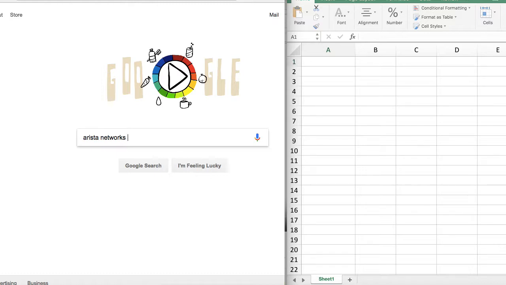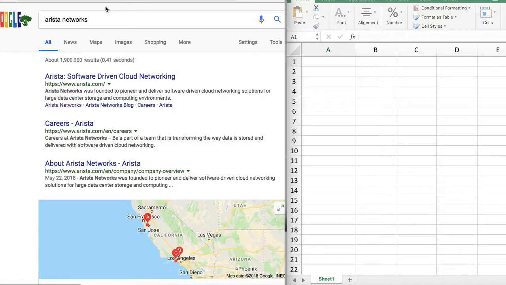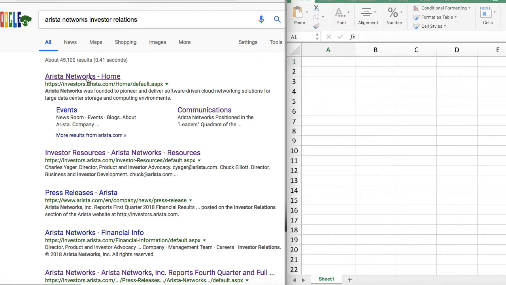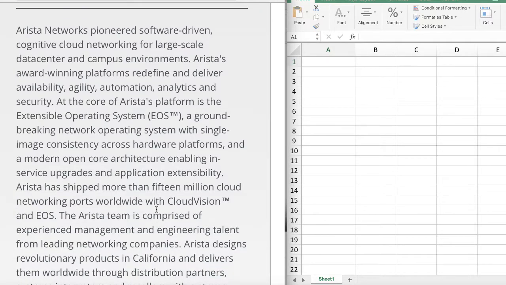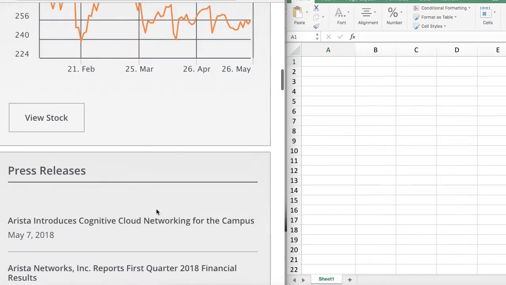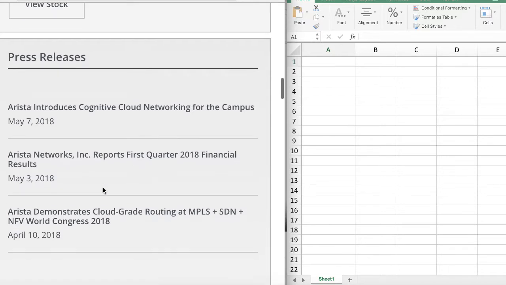We're just going to type in Arista Networks, specifically their investor relations page. A good place to start is the investor relations page because they have all the past earnings calls and everything you really need. Arista is a software company that sells networking switches to data centers and things like that. We can do a deep dive on them later, but we're just going to use them as an example to figure out how to read financial statements.